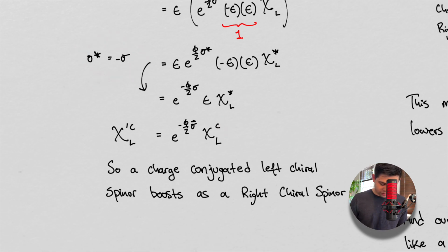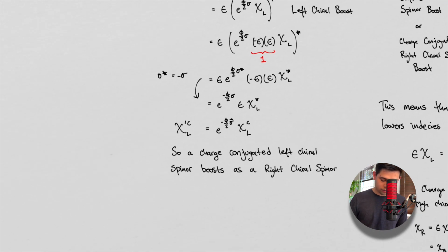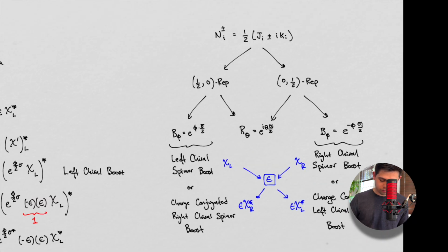So now this is the relationship we get, right? But what's this? This looks like a boost of a right chiral spinor. So we say that the charge conjugated left chiral spinor boosts as a right chiral spinor, because this is the transformation for a right chiral spinor. Okay, so that was a lot, but this is where this is going to become helpful.